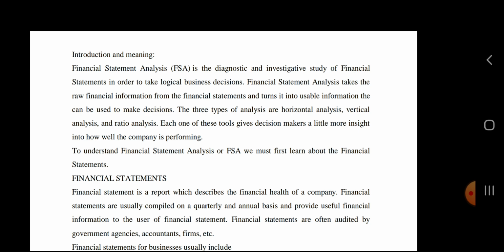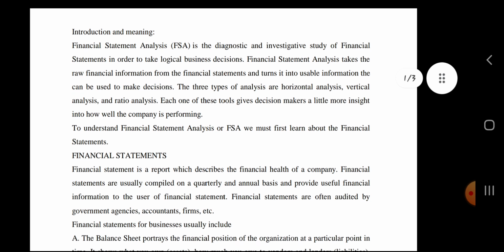Okay, relationship between sales and profit, relationship between gross profit and sales. Okay, here we have to compute a ratio to know the financial position, to know the solvency position, to know the liquidity position, to know the profitability position of the company, of the business, of the organization.